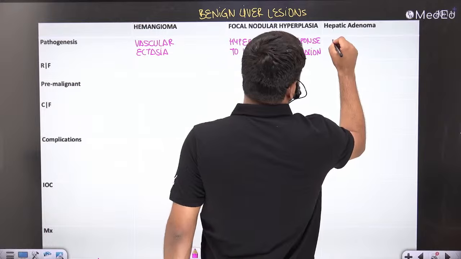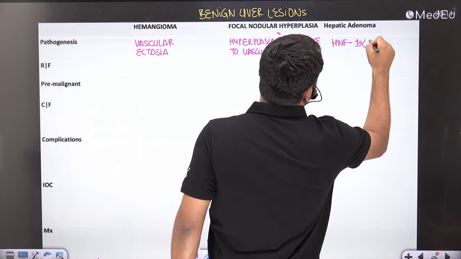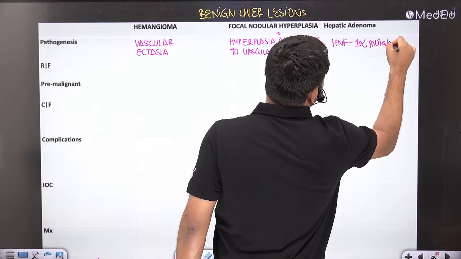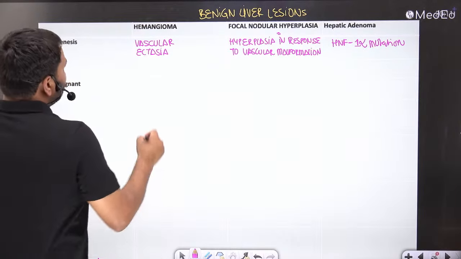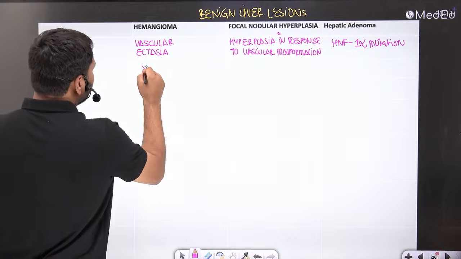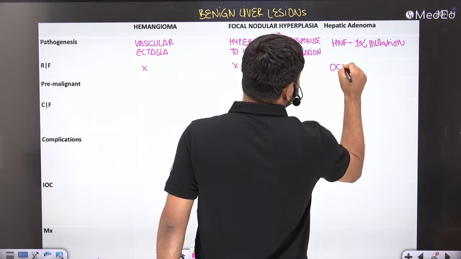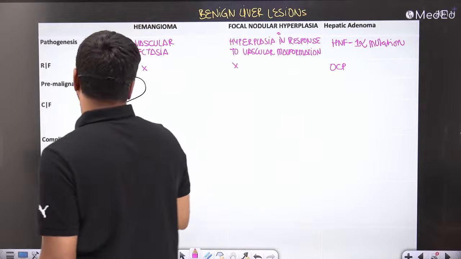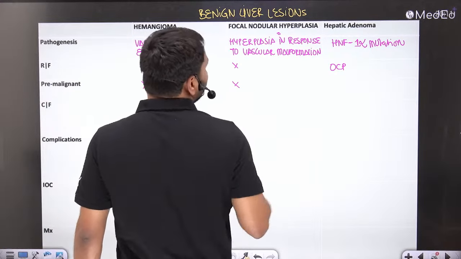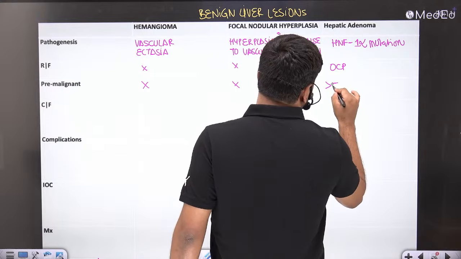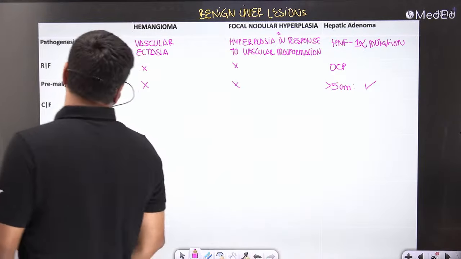Hepatic adenoma, it is because of HNF1 alpha gene mutation. It's the most common gene associated with mutation causing hepatic adenoma. For hemangioma of the liver, there are no specific risk factors, but OCP is considered a risk factor for hepatic adenoma, right? These two are not considered to be pre-malignant. If the size of the hepatic adenoma is greater than 5 centimeters, it is considered to be pre-malignant.